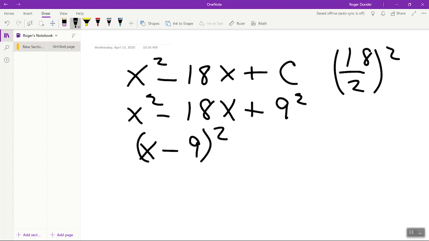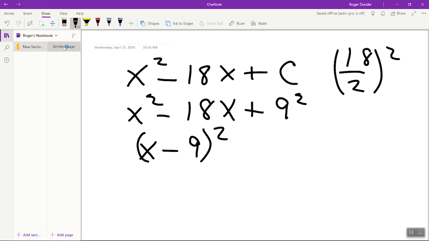So this is of the form a minus b quantity squared, which you know multiplies out as a squared minus 2ab plus b squared. So this is a perfect square. x minus 9 squared is x squared minus 2 times x times 9, which is 18x, plus 9 times 9 is 81. So this is how we go about it. Trying to complete the square will enable us to solve quadratic equations.